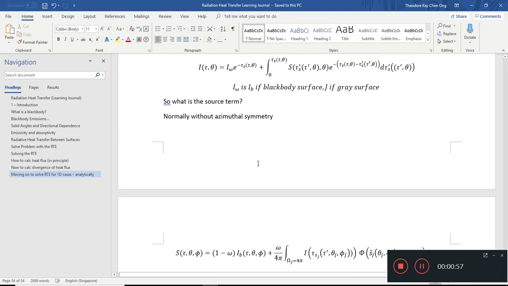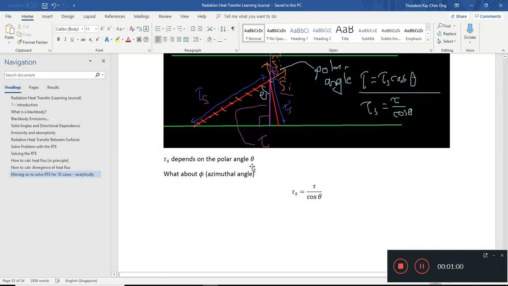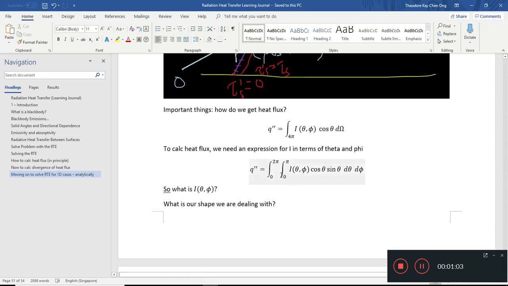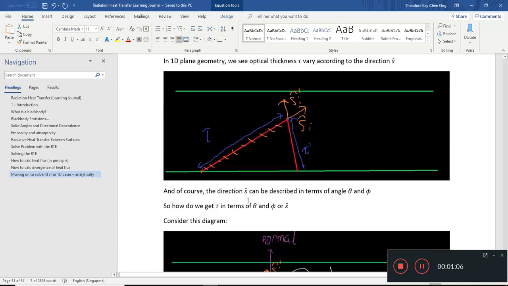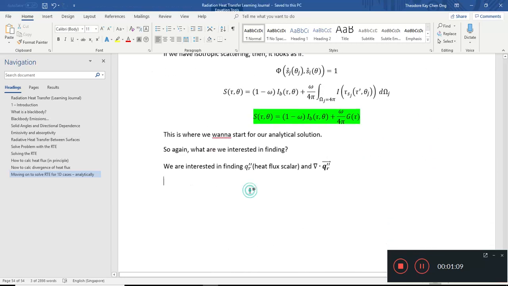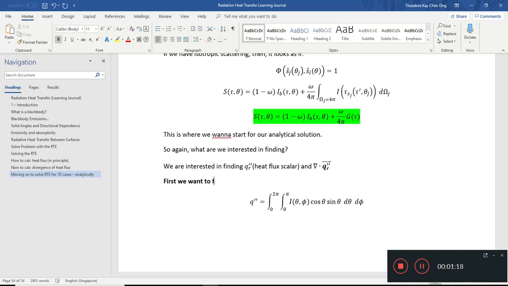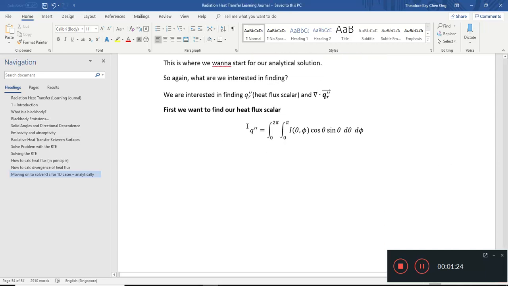So let's find the two relevant quantities. What were the expressions for them? Here's our heat flux vector. Our heat flux vector is basically built from our heat flux scalar. First, we want to find our heat flux scalar, Q double prime radiation. It is basically the solid angle integral of I cosine theta. We've already gone through the derivations, so I'm just going to leave the math as it is.